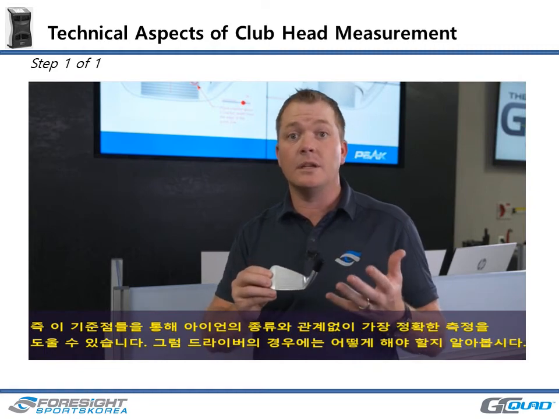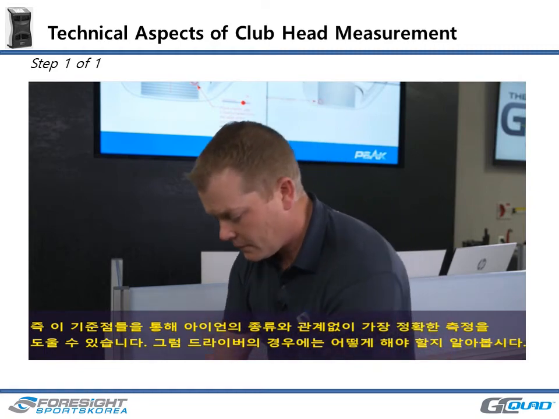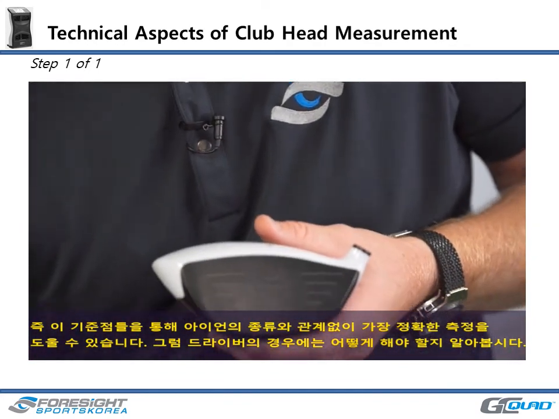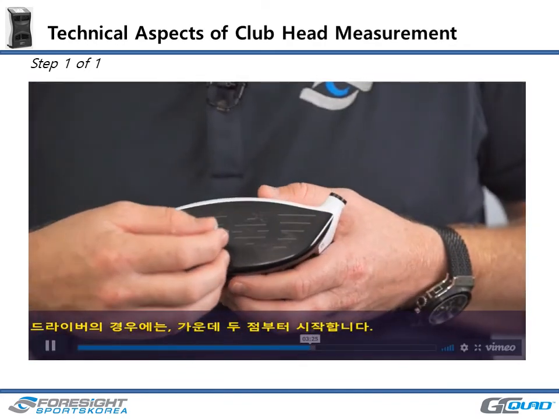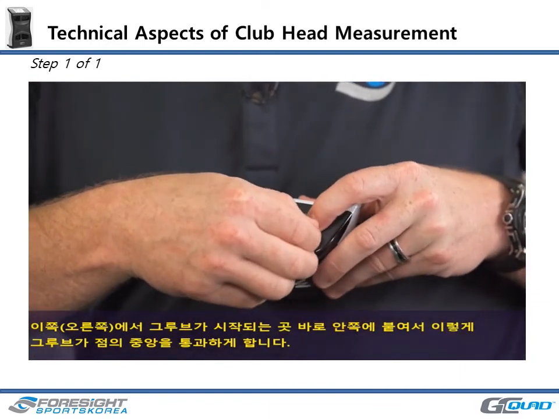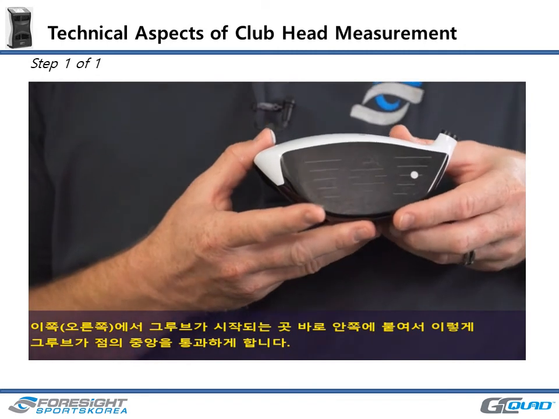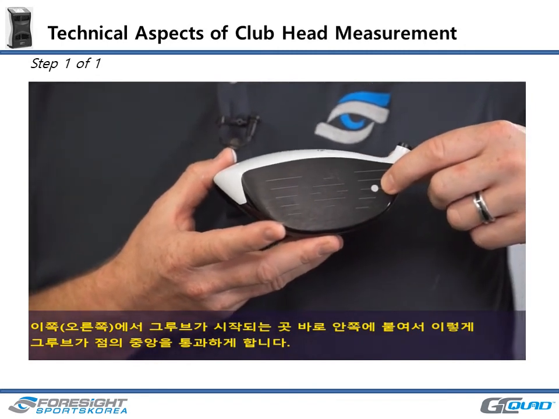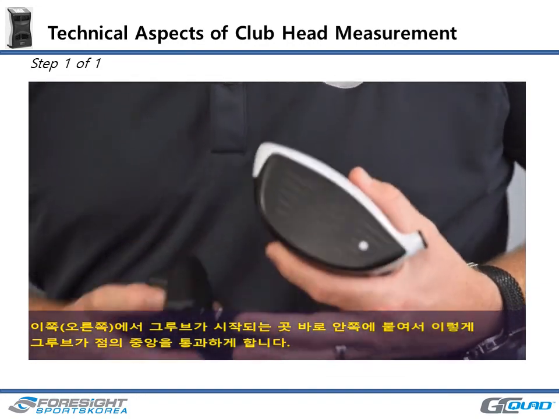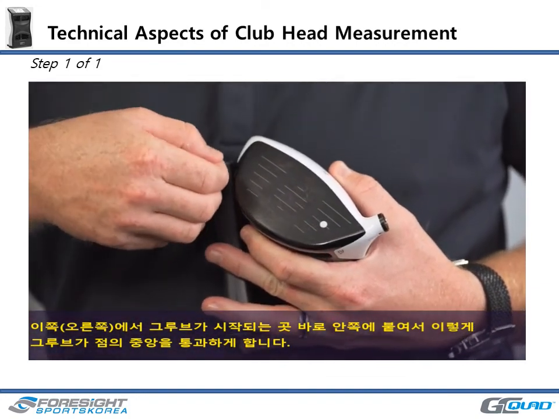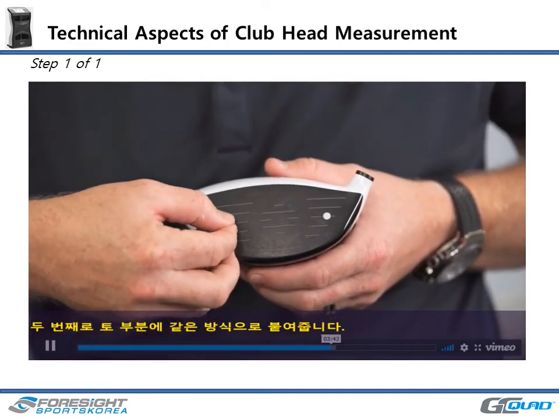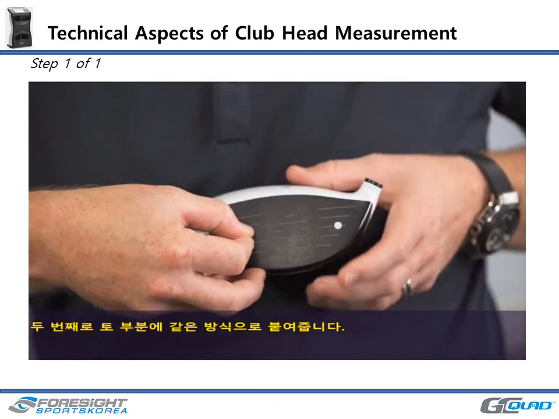Now let's take a look at what we need to do for the driver. When we get started with the driver again, we're going to want to start with the center 2. So I'm going to go over here, and just inside where the grooves start, I'm going to place the first dot so the groove is running right through the middle of that dot. Now, I'm going to get my second one for the toe, and I'm going to place it the same way over here.